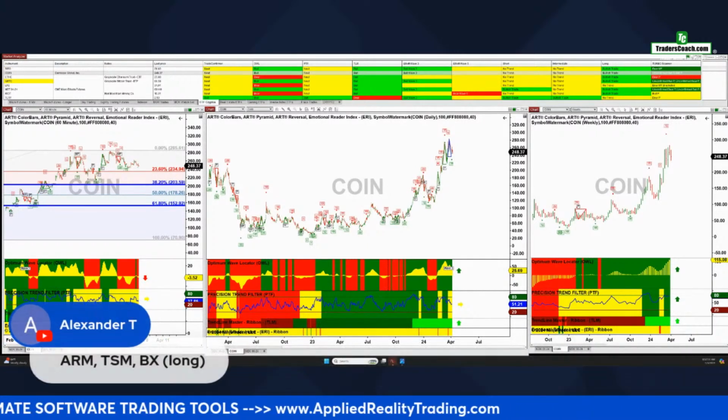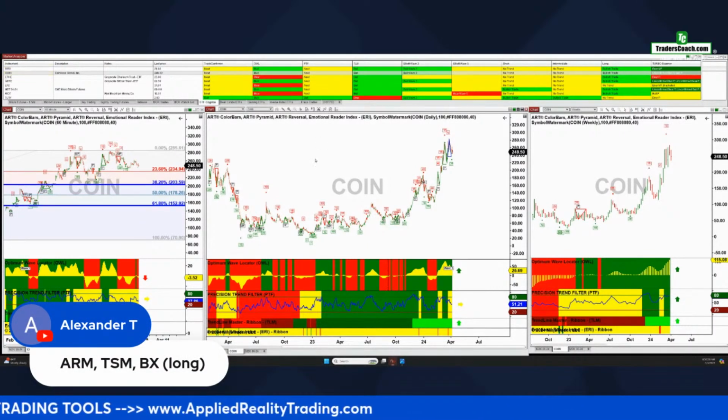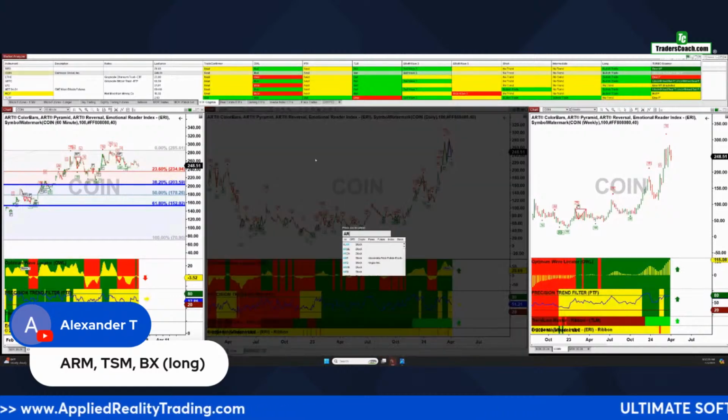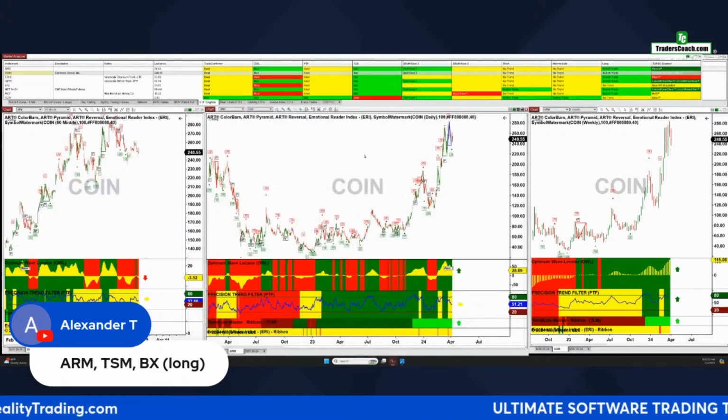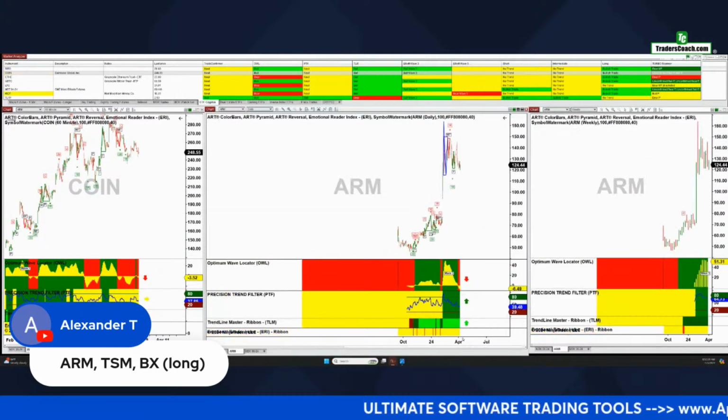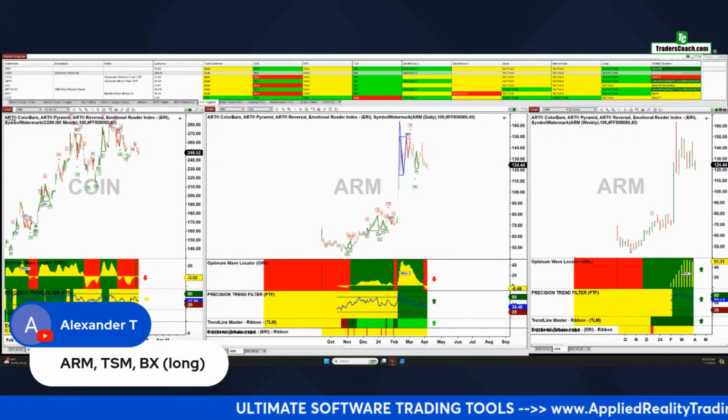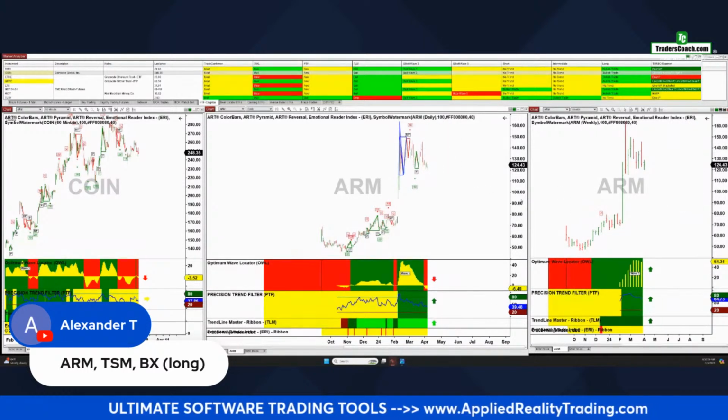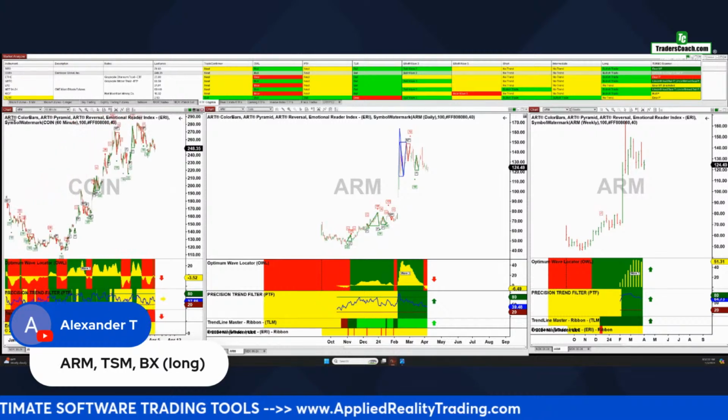All right, so Alexander, let's see here what we got. How are you, Alexander? ARM, ARM. Long. Okay, so you're long on these. All right, not a lot of history, right? Okay, hard to get an Elliott wave readout. So let's see what we can do here.